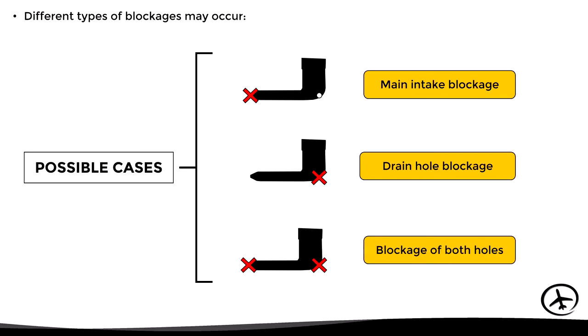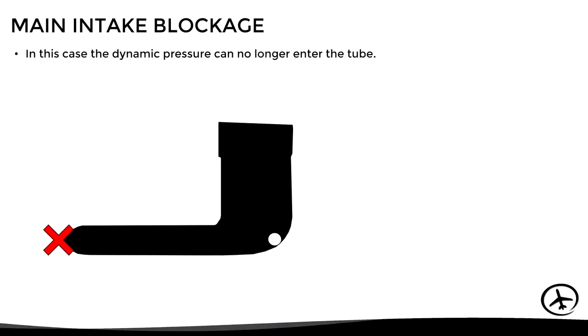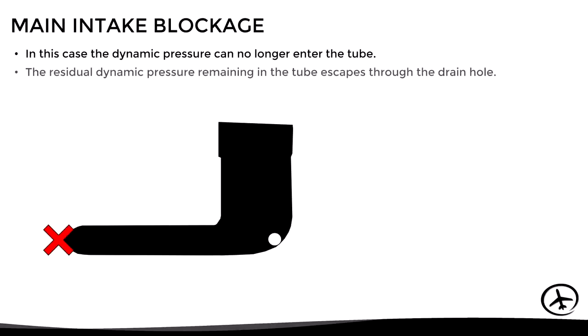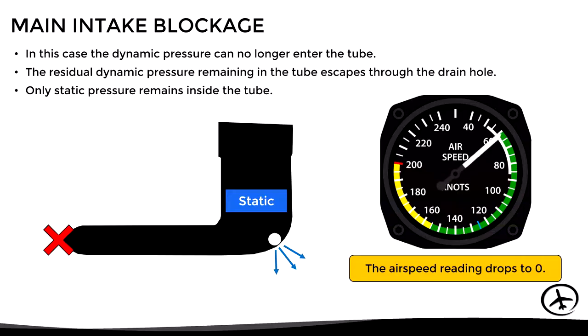Specifically, there are three possible cases: a main intake blockage, a drain hole blockage, or a blockage of both holes. In each one of these cases, the indicator will react in a different way. So let's see each one in detail. Starting with a main intake blockage. In this case, the dynamic pressure can no longer enter the tube, and therefore, the residual dynamic pressure in the tube will escape through the drain hole, thus leaving only the static pressure. This makes the airspeed reading drop to zero.